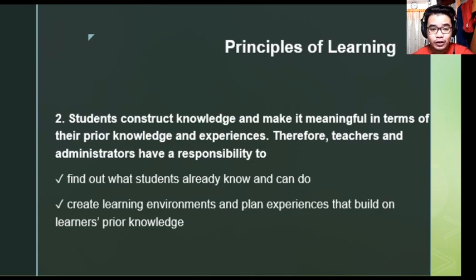Kaya nga, sinabi ko yung connectionism. We connect our today's lesson, our present lesson, to the previous discussion. But you have to ask them what they have learned, what have made an impact to them, what learning from yesterday made an impact to them. And based on that, you build your present lesson based on what have been stored in their mind. Okay, so you have to find out what students already know and what they can already do. So create learning environment and plan experiences that builds on the learner's prior knowledge.